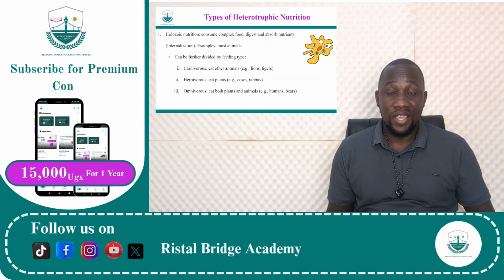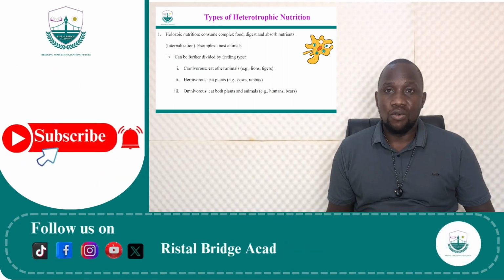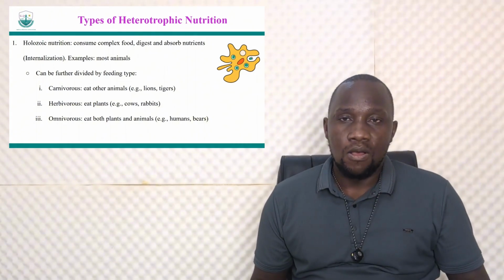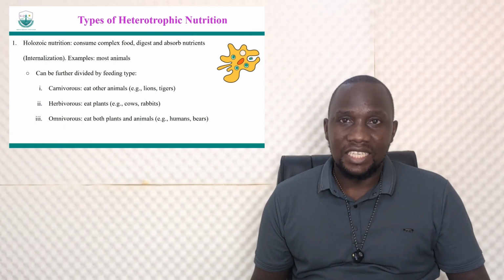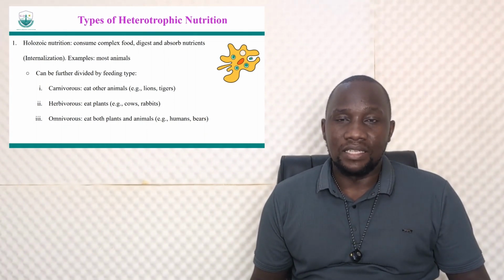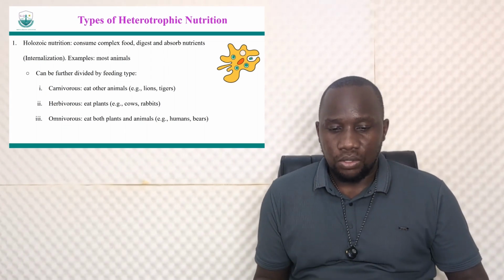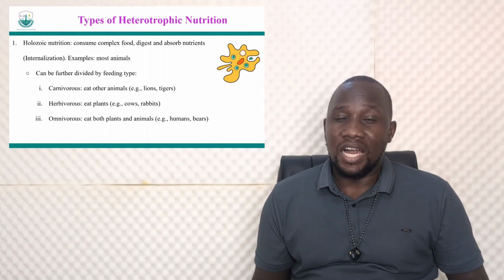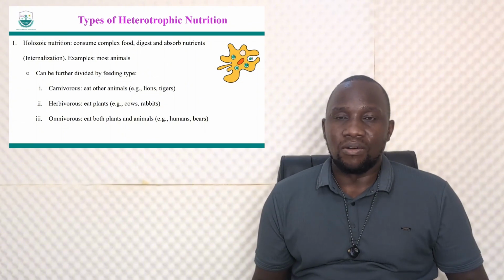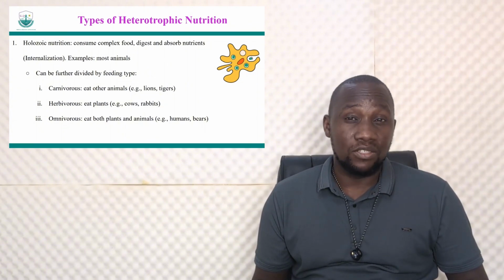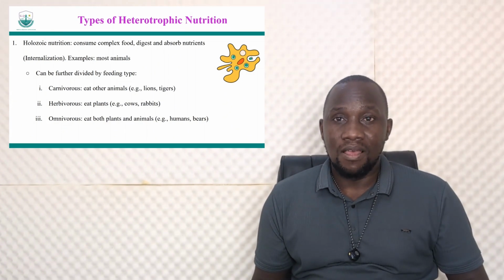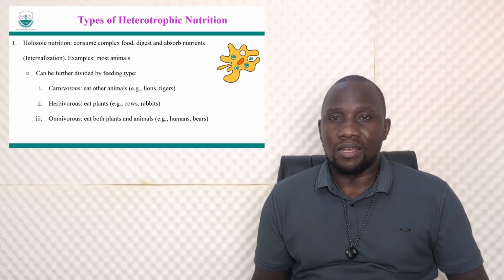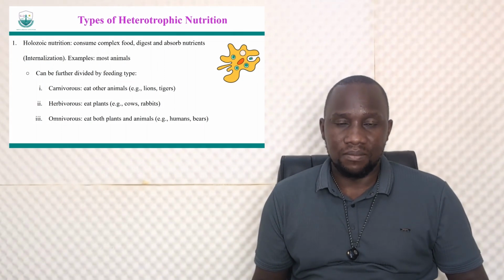Okay, we have what we call holozoic nutrition. This is when you have an organism that has a complex digestive system and takes in the whole complex food, digests it, and then absorbs the nutrients that are required. And that is basically internalization. So most animals have this, and we can have carnivores, organisms that feed on other animals. Okay, so we can have carnivorous plants also. By the way, these are plants that can actually derive some nutrients from organisms, okay, like insects.